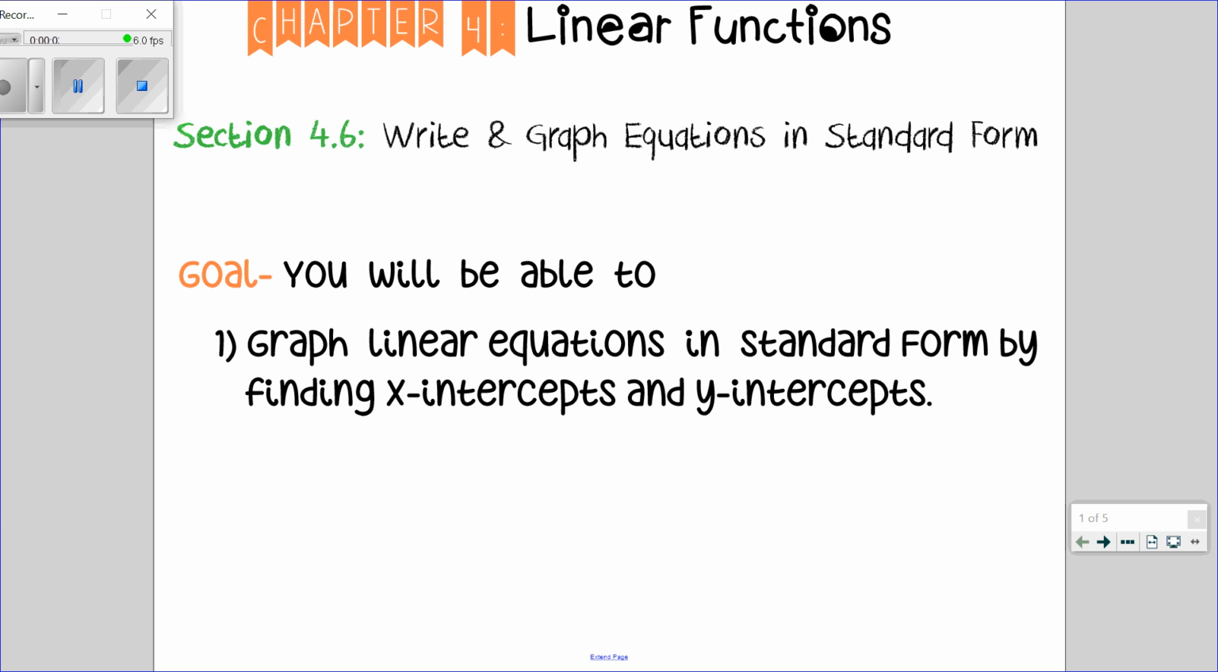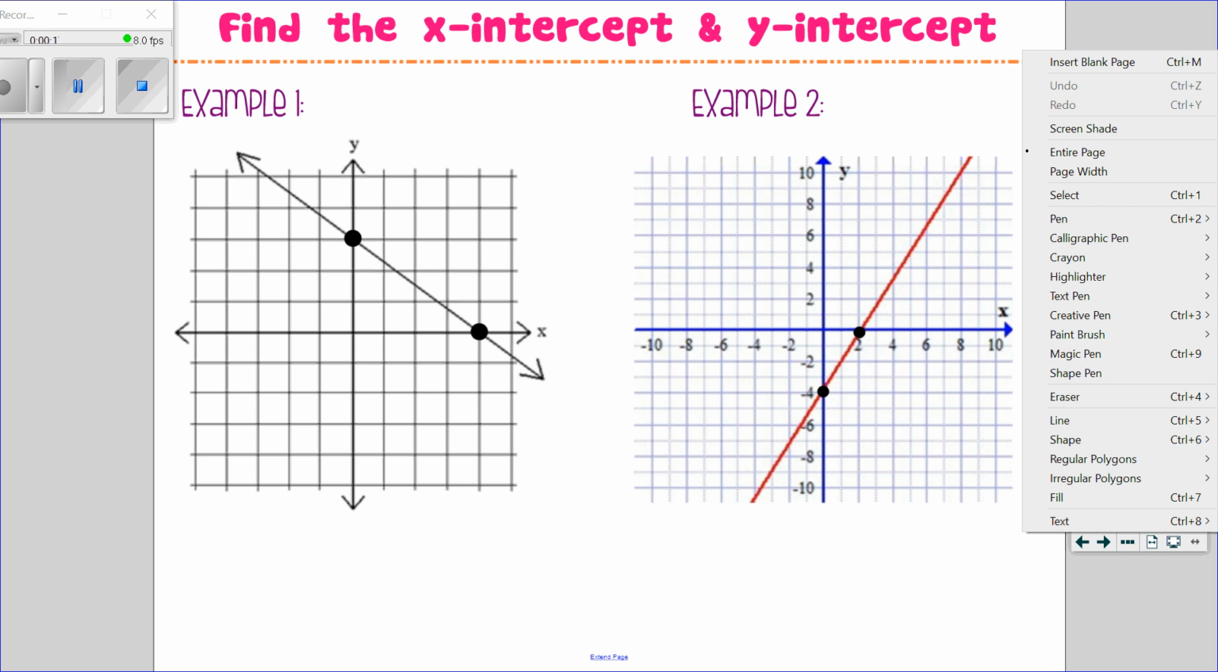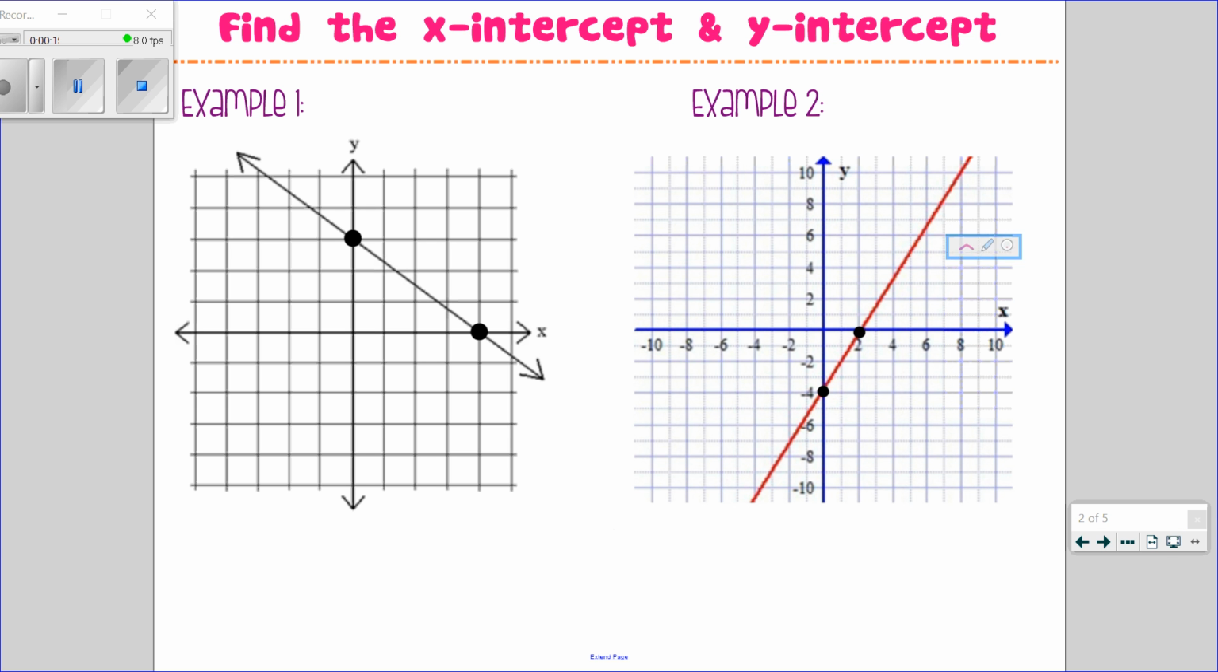Okay, today we're going to be doing our last day of section 4.6, which is using standard form and finding our x and y intercepts. So first we have to remember what x and y intercepts are, and they're basically where they intersect both the x and the y axis. So our x-intercept for our first graph would be this point right here where it intersects the x-axis. So that would be the point 4, 0.